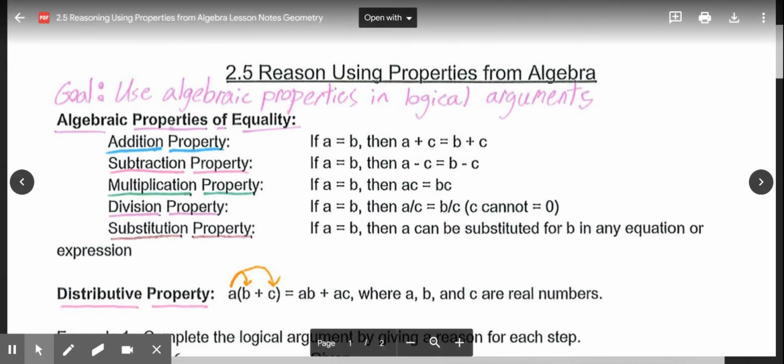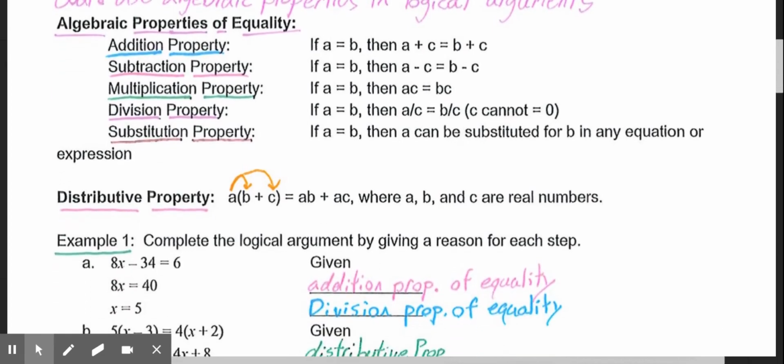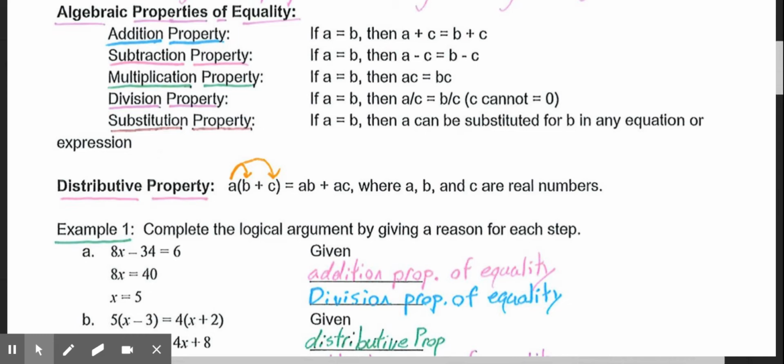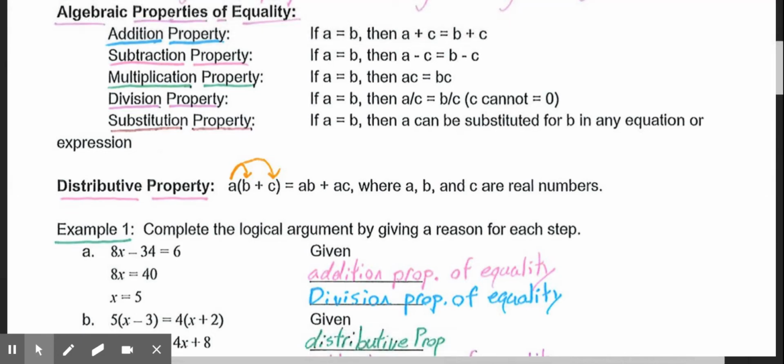And then we have the substitution property, which says if A equals B, then A can be substituted for B in any equation or expression. And then the last property we're looking at is the distributive property, which states that if we have A multiplied by the quantity B plus C, that equals A times B plus A times C. So you're distributing the A to both parts inside the parentheses through multiplication.